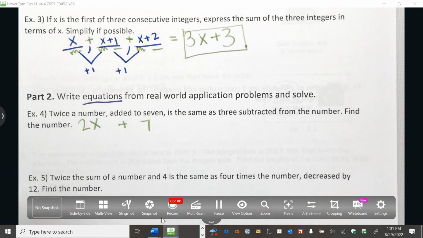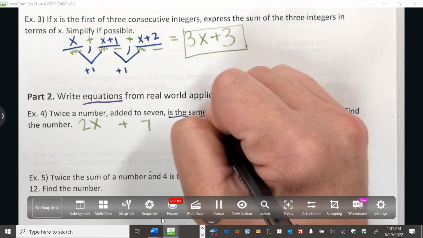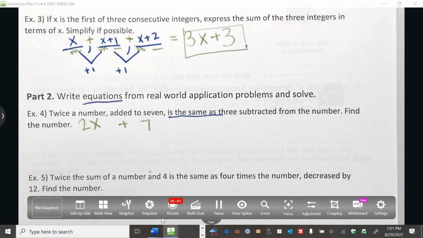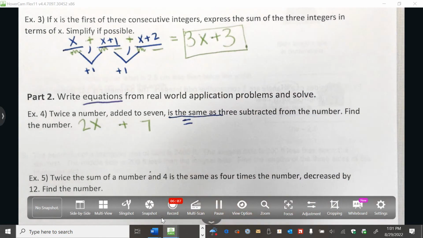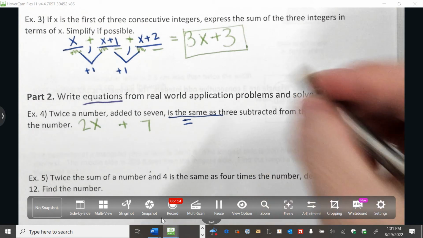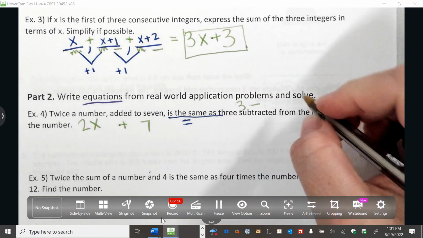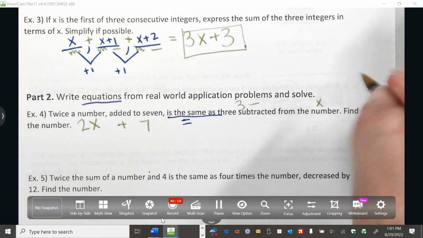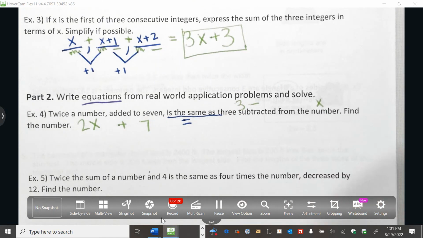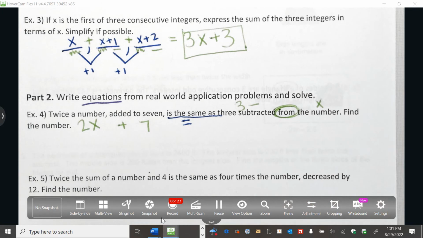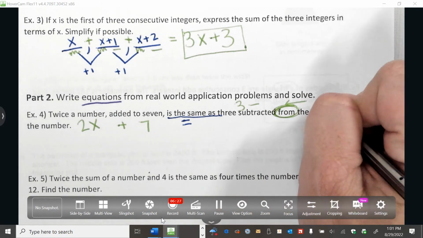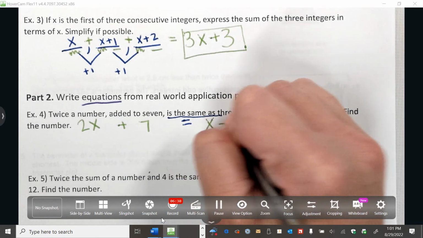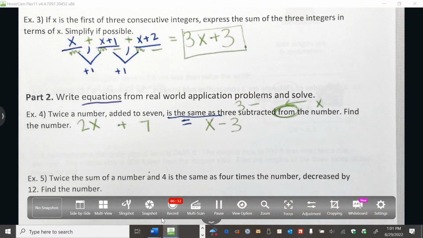Okay, then it says, is the same as. What do you think that means? Equals. Also, if you ever just see is, that also means equals. Okay? And then it says 3 subtracted from the number. Well, we don't know, but what word did it give us? What does from tell us? To switch it. So we get x minus 3 instead of 3 minus x.